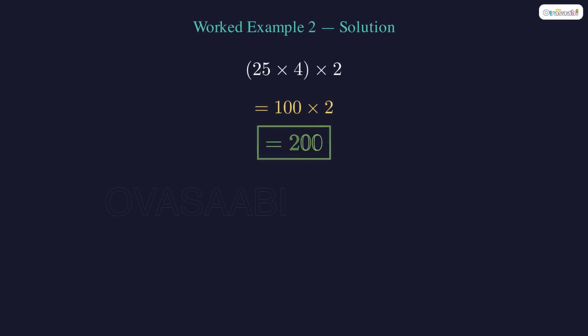25 times 4 equals 100. Then 100 times 2 is 200. Rearranging saved us from hard calculations. Smart, yes?